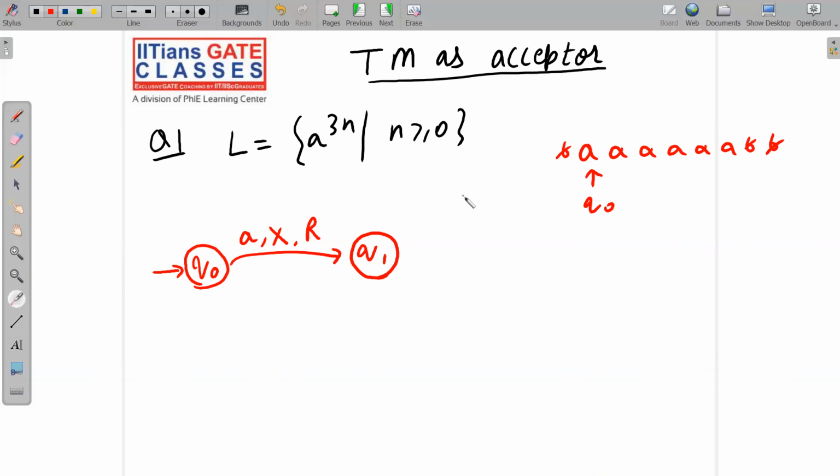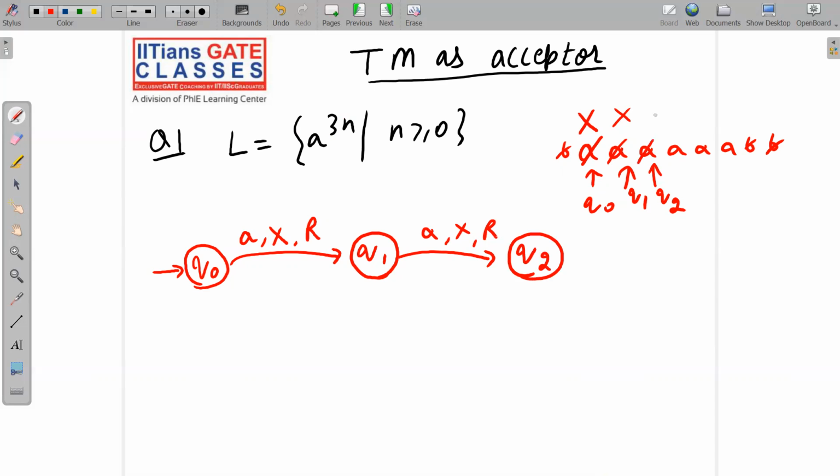So the Turing machine is at state Q0, A is read from the tape. Now the question is where it will go. I will say it will move to state Q1 and I will make this A as X, and move one symbol to the right. That's why I have written this R here. This R means right. So now we are at state Q1. On Q1, A is read, I will make this X, move right and jump to state Q2.